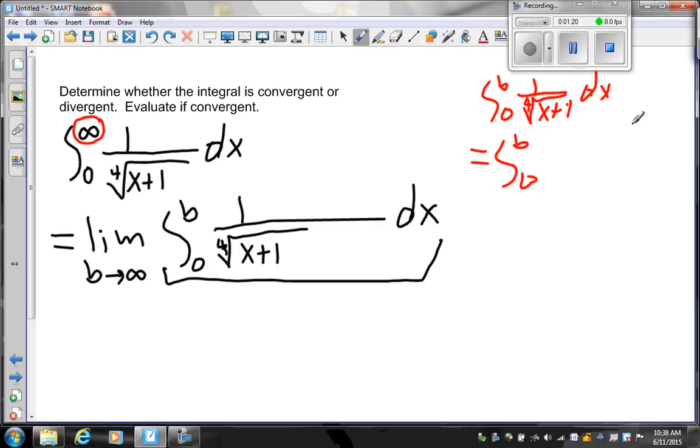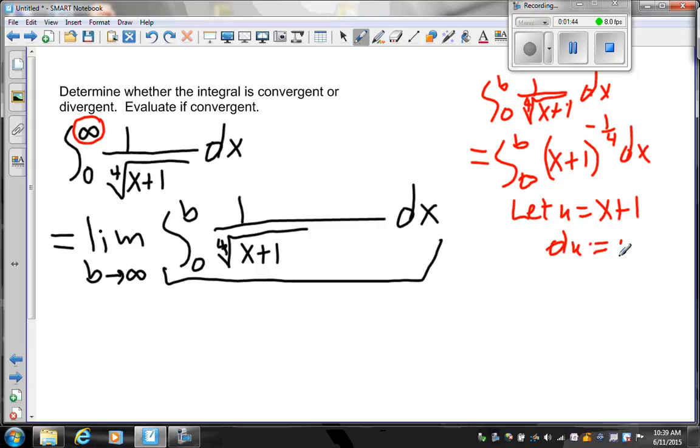We can rewrite the integrand as (x plus 1) to the negative 1/4. Remember, the fourth root is the same as the 1/4 power, and then since this fourth root is in the denominator, that makes the power negative. Now we can do a small substitution. Let u be equal to x plus 1. du is actually equal to just dx this time, which is nice.